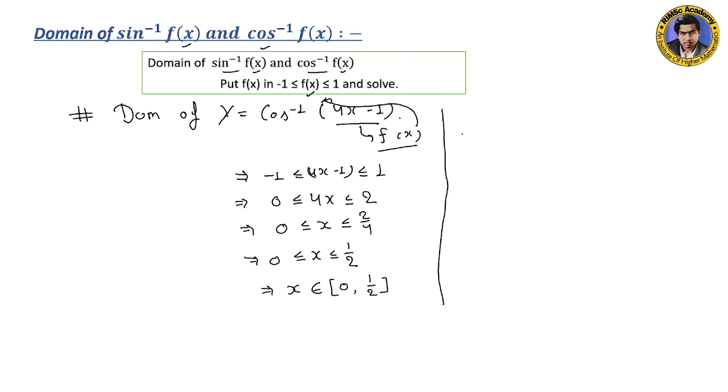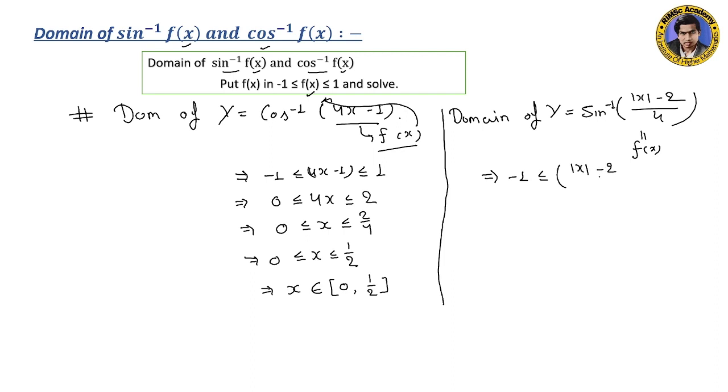Now we see the next question. The next question is the domain of y is equal to sine inverse ((mod x minus 2) upon 4). So this is our question. Here this is our f(x), so we put f(x) in -1 and 1. That is our domain. So -1 is less than or equal to (mod x minus 2) upon 4, less than or equal to 1.